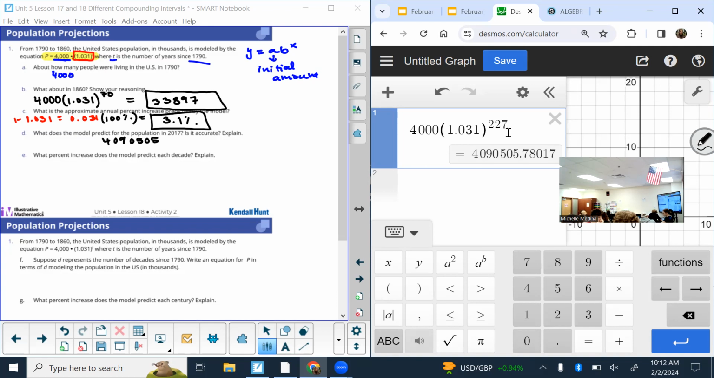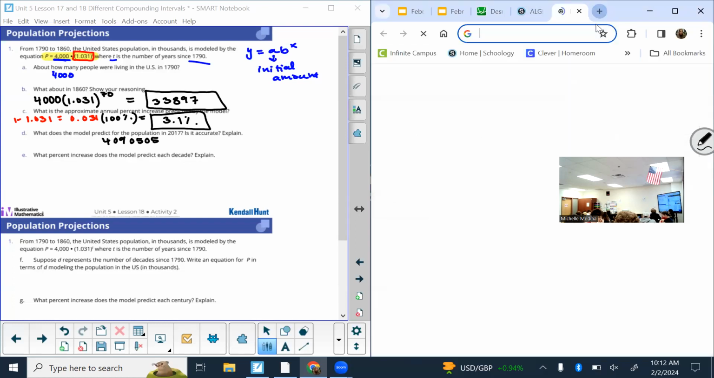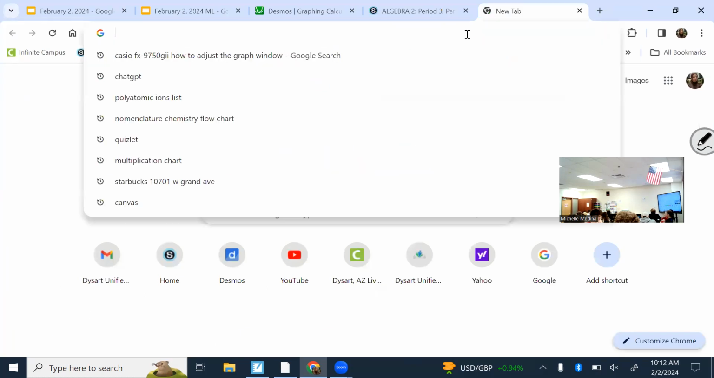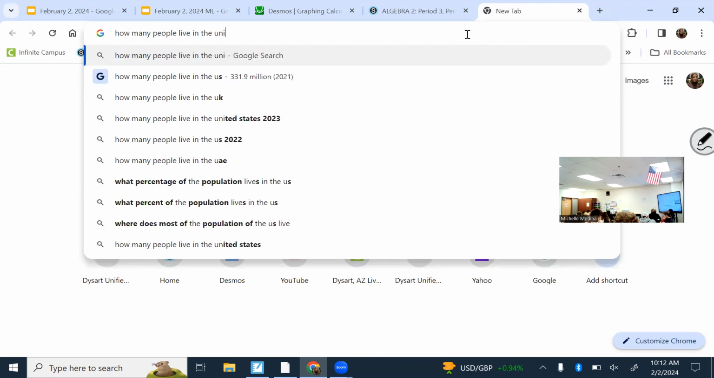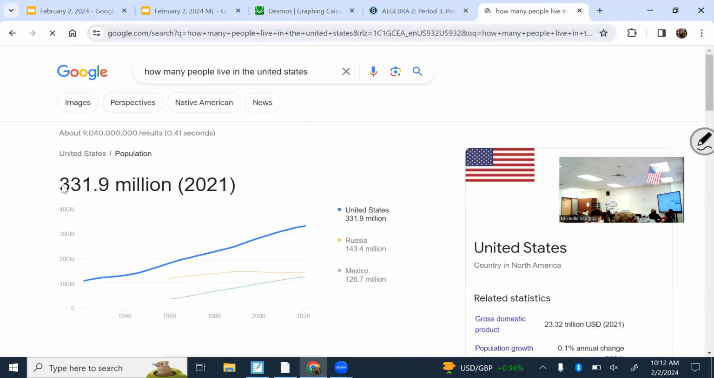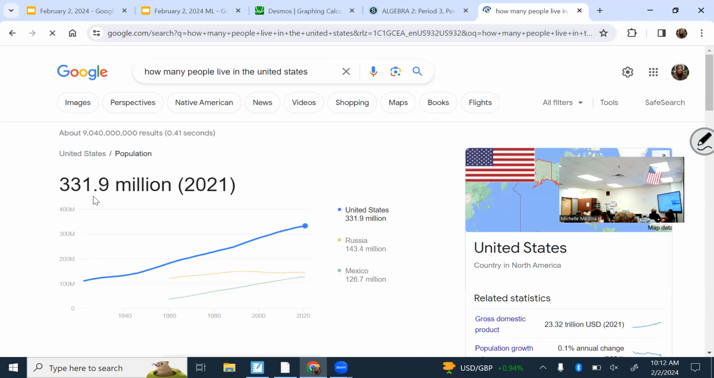Do you think that there's only 4 million people living in the United States? What do you guys think? No. How many do you think there are? At least a billion. I don't know what the exact number is. I don't ever think about it, but I would say it's at least in the 100 millions, but it is probably at least a couple billion. So how many people live in the United States? About 331-ish, 332 million. So that's way bigger than 4 million, right?